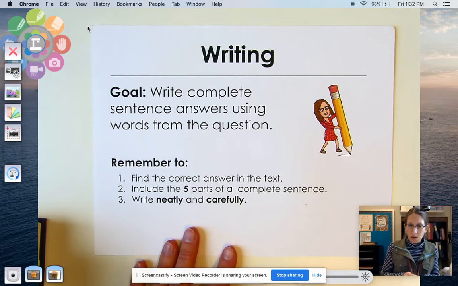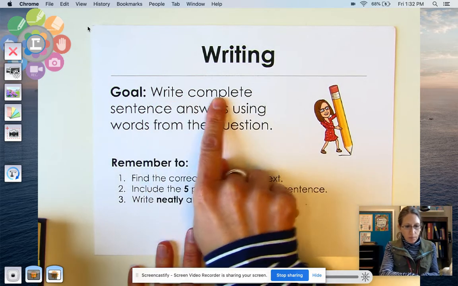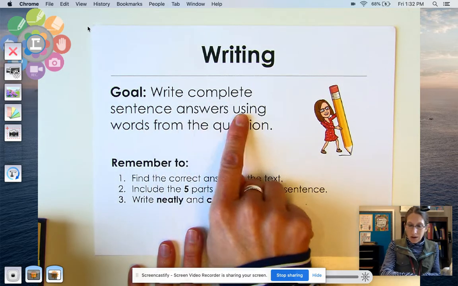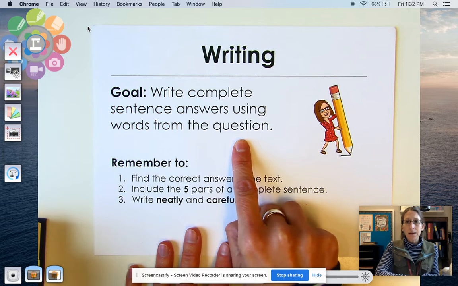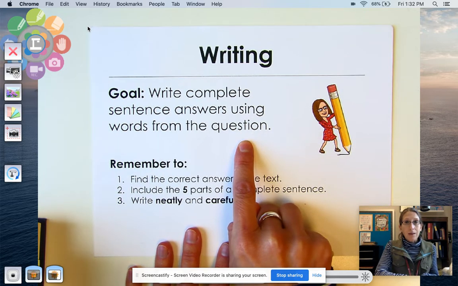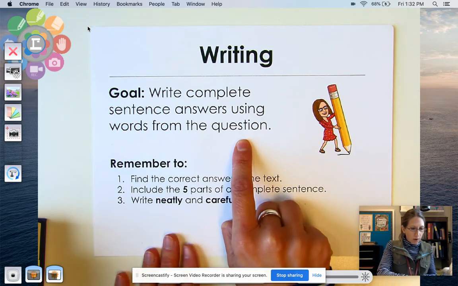We know that when we do writing, our goal is to write complete sentence answers using words from the question. We have been doing a really nice job lately on writing nice, complete sentence answers. So great job. We're going to keep working on that.